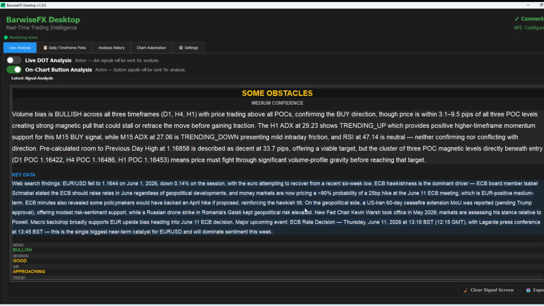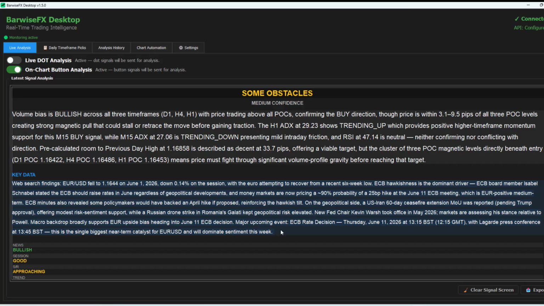ECB minutes also revealed some policymakers would have backed an April hike if proposed, reinforcing the hawkish tilt. On the geopolitical side, a US-Iran 60-day ceasefire extension MOU was reported, pending Trump approval, offering modest risk sentiment support, while a Russian drone strike in Romania's Galati kept geopolitical risk elevated. New Fed Chair Kevin Warsh took office in May 2026. Markets are assessing his stance relative to Powell. Macro backdrop broadly supports euro upside bias heading into June the 11th ECB decision.